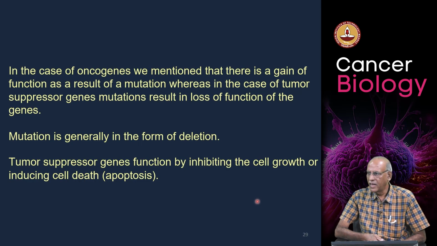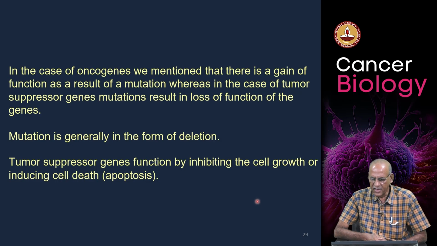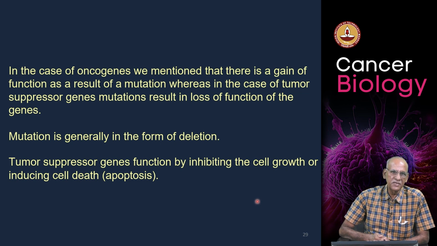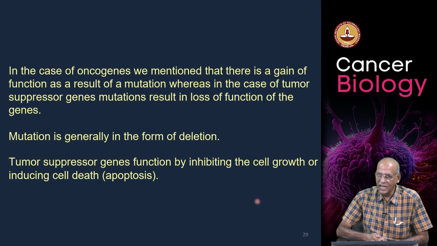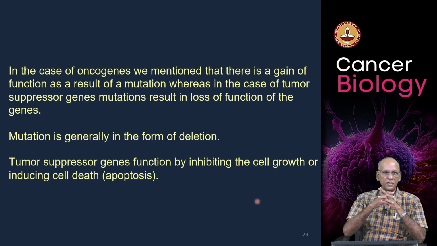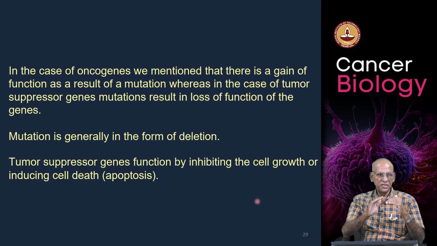If you remember, I told you the oncogenes have gain of function and they are dominant, as a result of mutation, whereas in the case of tumor suppressor genes, mutations usually result in loss of function of the genes. Mutation is generally in the form of deletion. Not only that, later I will also be talking about tumor suppressor genes being inactivated by epigenetic alterations. Somehow the tumor suppressor genes are inactivated.